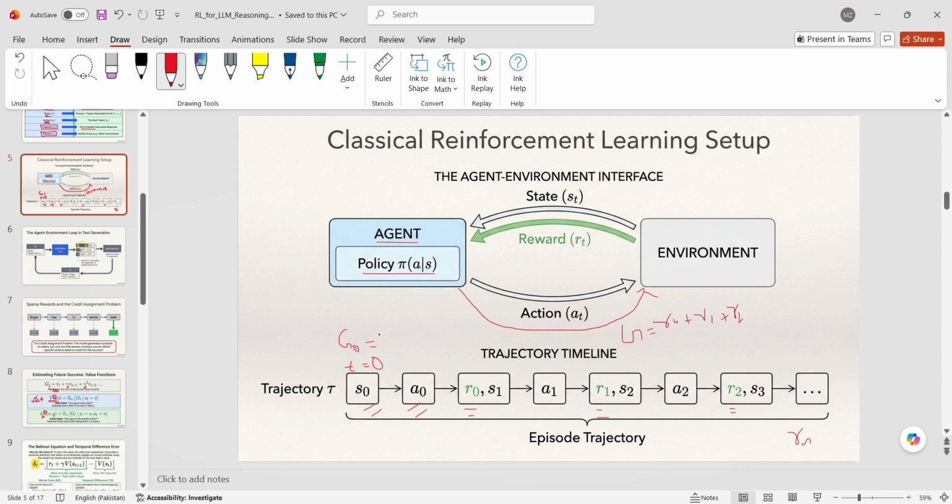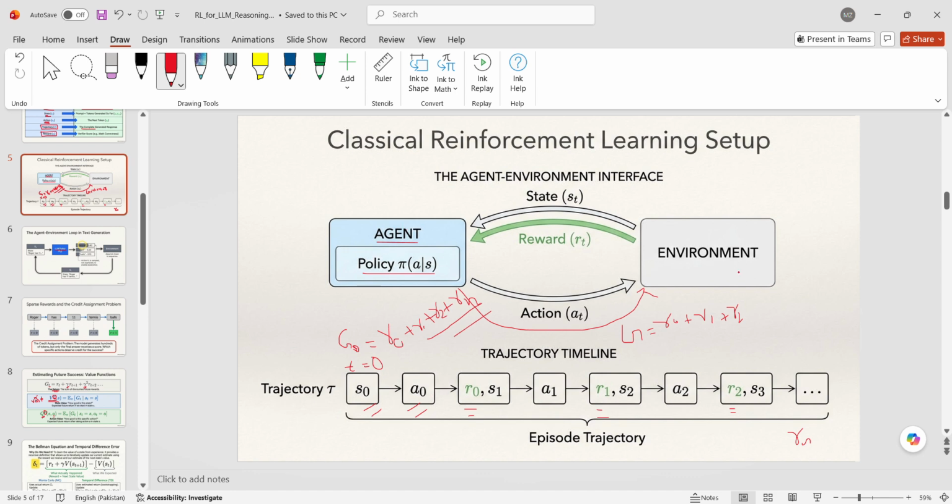So it is going to be equal to r of 0, which you got after taking action a of 0, plus r of 1, which you got after taking action a of 1, plus r of 2, which you got after taking action a of 2 in the environment. So basically, if you take n actions in the environment, it is going to be the sum of all the rewards that you got after taking those actions. So this is basically how G of 0 is going to look. G of 1 is going to look like this, G of 2 is going to look like this.